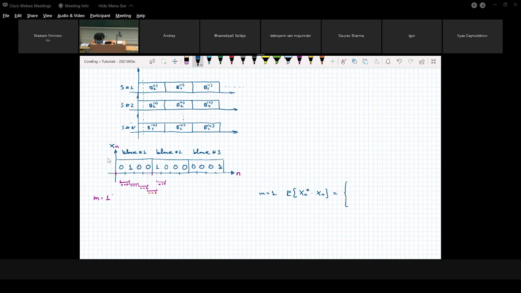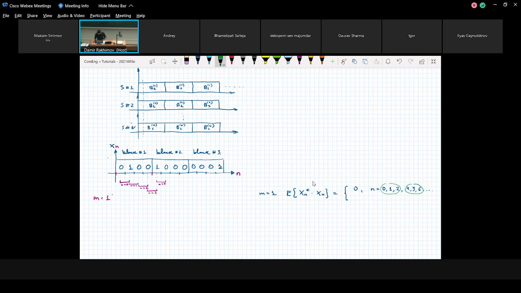So we have the first option, that autocorrelation equals 0 for n equals 1, 2, and then 4, 5, and so on. So you see that they repeat with a specific period.